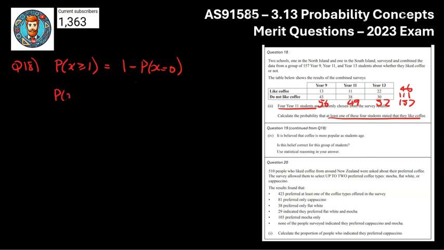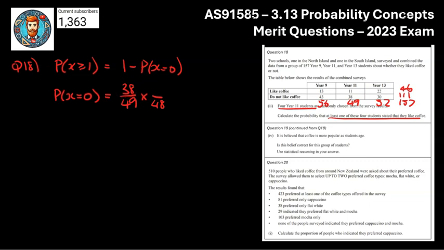So the probability that X was equal to 0. How many people didn't like coffee? We're looking at year 11, so the people who didn't like coffee were 38 out of 49. That's the first person. We now multiply that by the probability of the second person not liking coffee. There are only going to be 48 people left once the first person's picked, and of the 38 people who didn't like coffee, there are only 37 left.